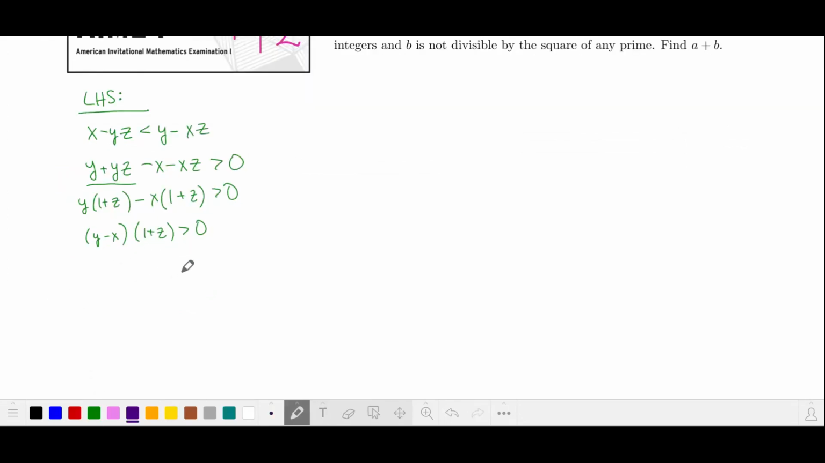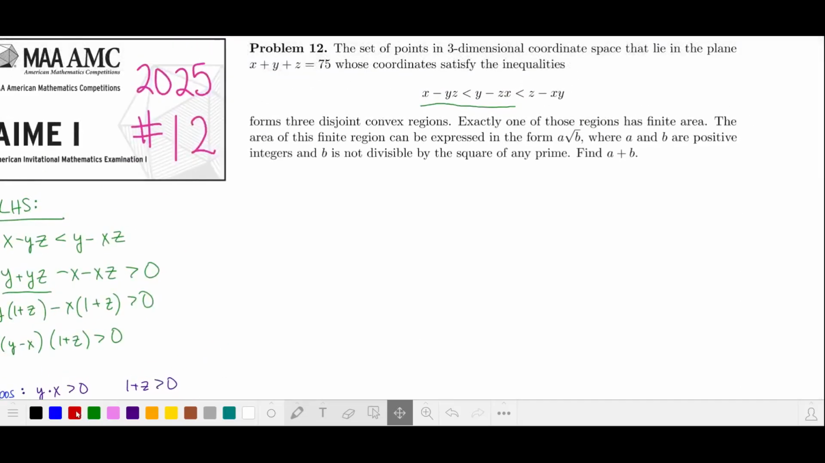We have the product of two numbers is positive, so this means either both of the factors are positive or they're both negative. This gives us y is greater than x, and z is greater than -1. If they're both negative, y is less than x, and z is less than -1. Now let's turn to the right-hand side of our chain inequality, and we'll do the same thing.